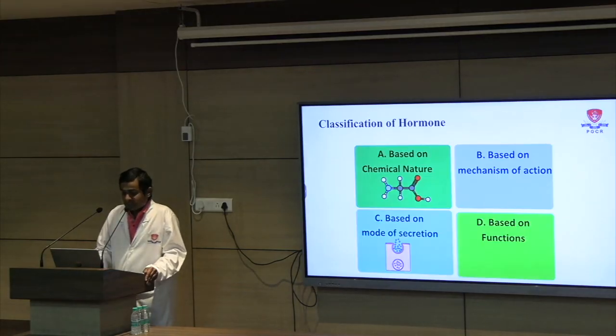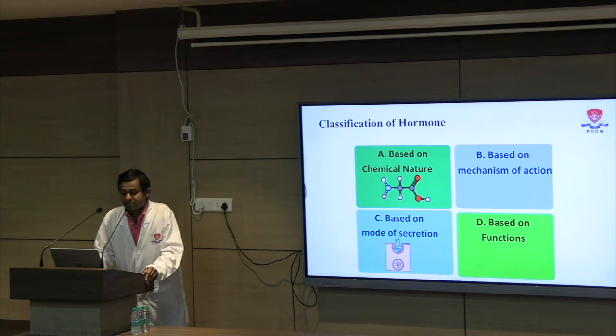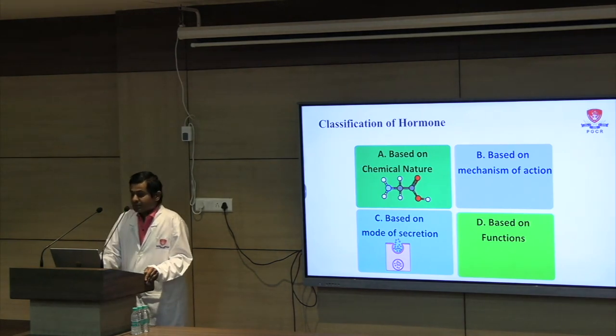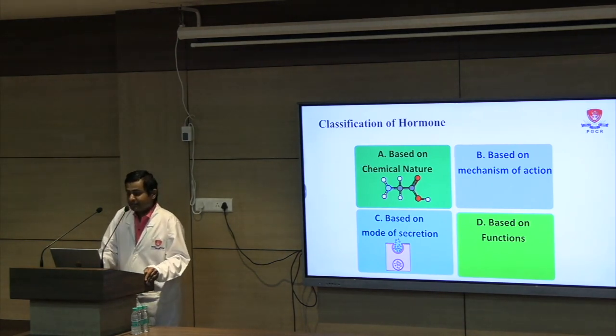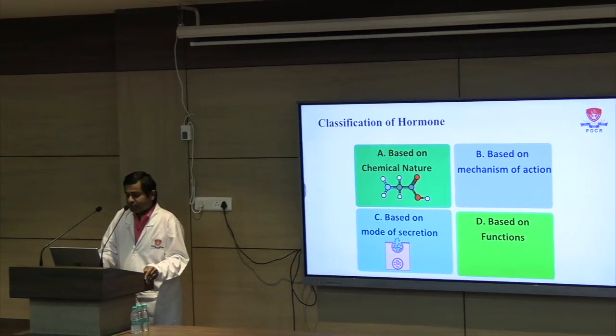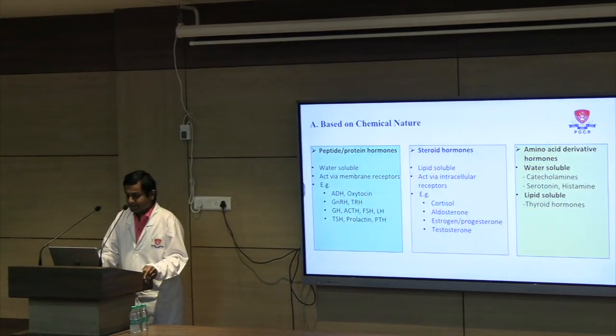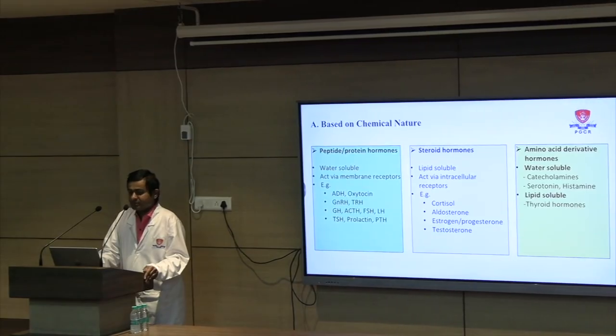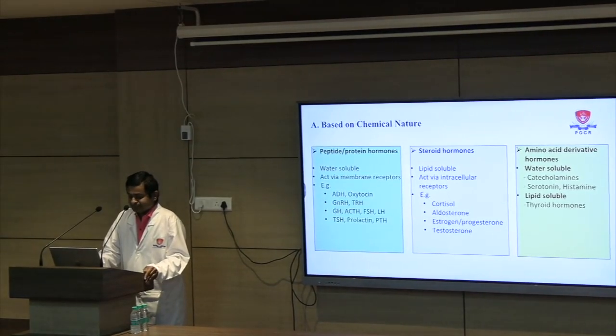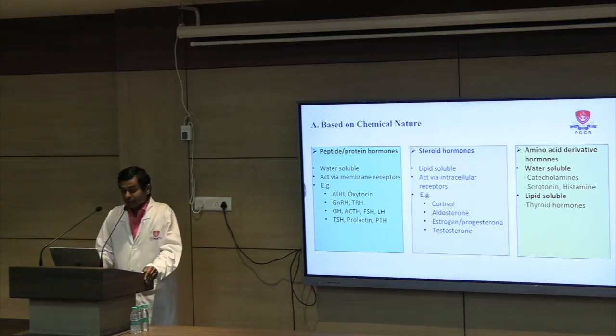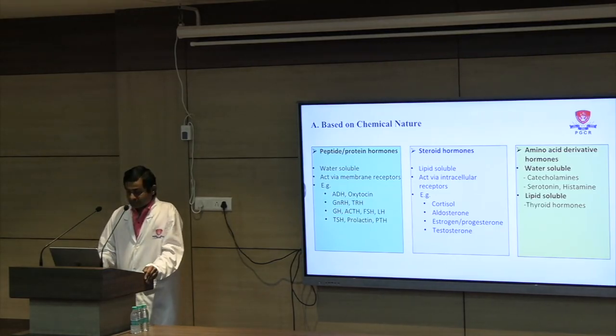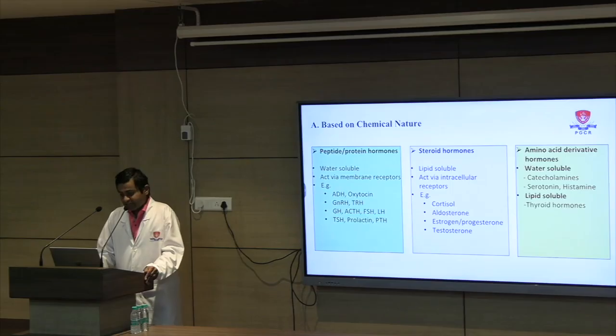Now we have classified hormones into 4 types: on the basis of chemical nature, mechanism of action, mode of secretion, and function. Very first, based on chemical nature. These are peptide or protein hormones, the first type. They are water soluble, so they act via membrane receptors. Examples include ADH, oxytocin, ACTH, prolactin and PTH.